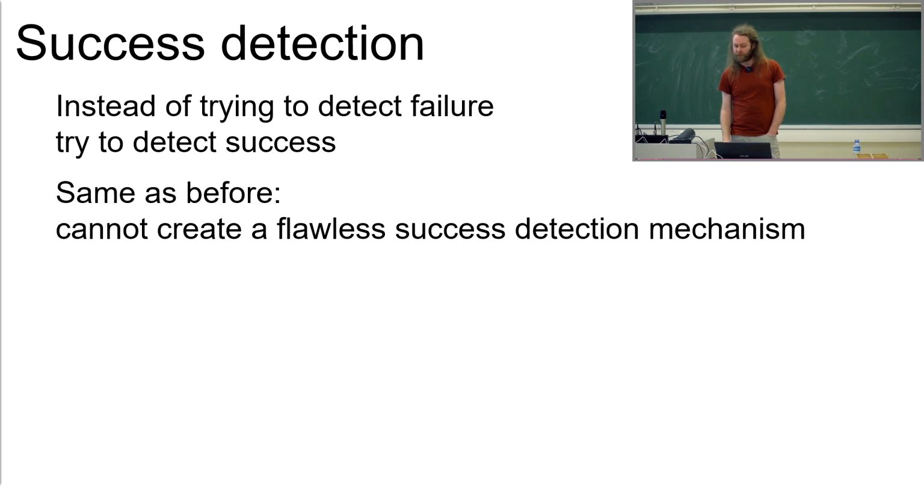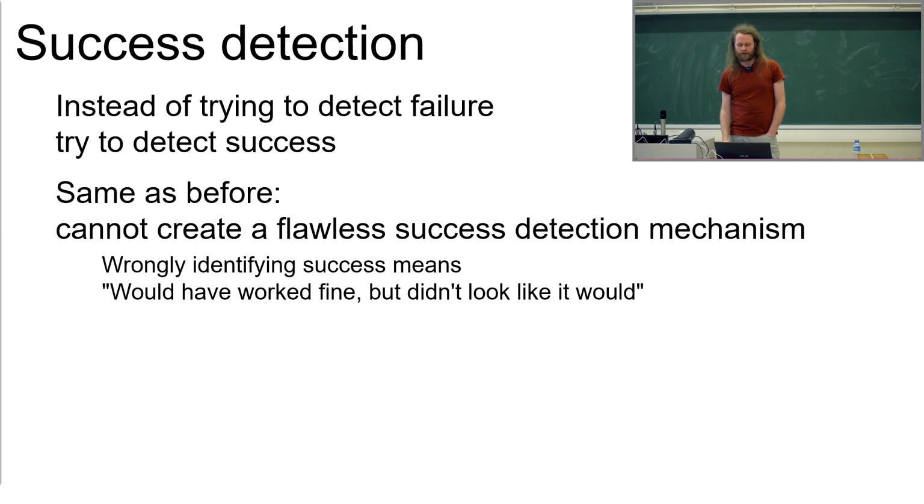We have the same problems as before as well, in that if we wrongly identify success, it means we go, it does not look like this is going to work, but it would have worked. So we can wrongly identify success, and that means it would have worked, but we reject it. So we're rejecting things that would have been valid. And the question is, is that a problem? Is rejecting things that would have been valid a problem?